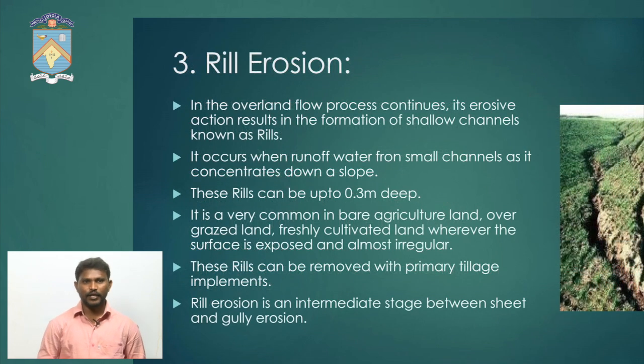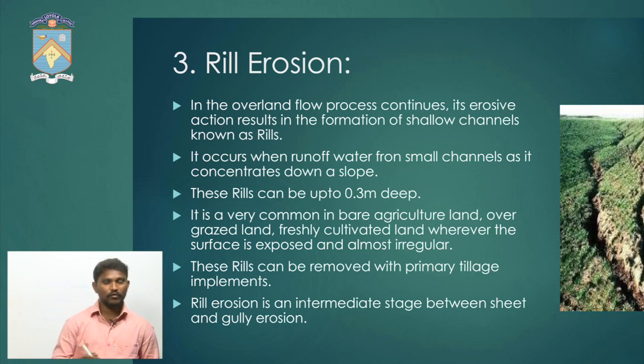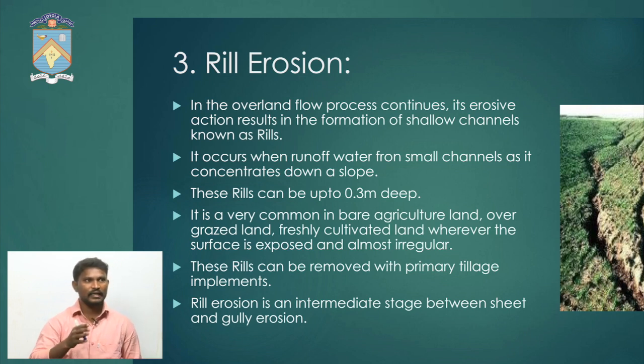Third form of water erosion is rill erosion. Rill erosion occurs when the water flows in a single line with high velocity, and creates a channel, right. If the channel becomes a little wider, we call it a rill. The rill should have a depth of 3 meters and a width of up to 5 meters, right.